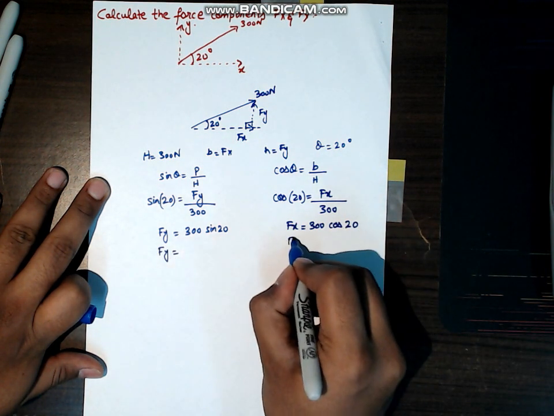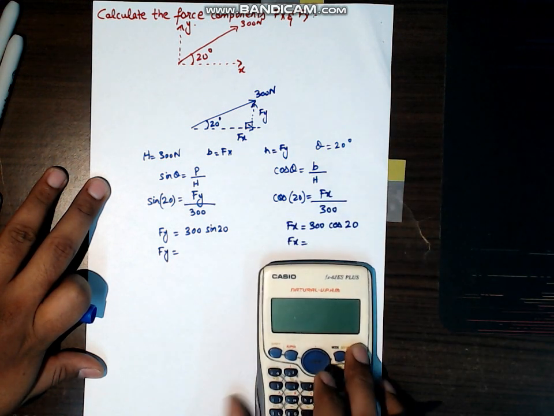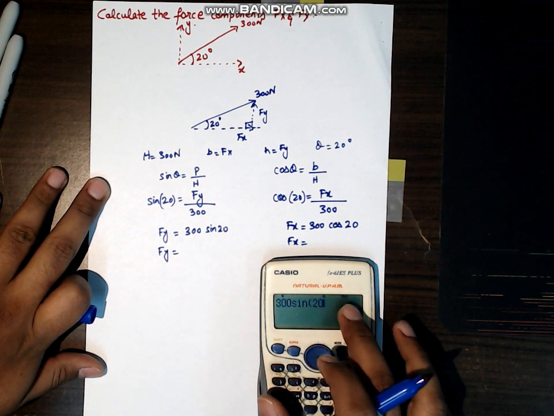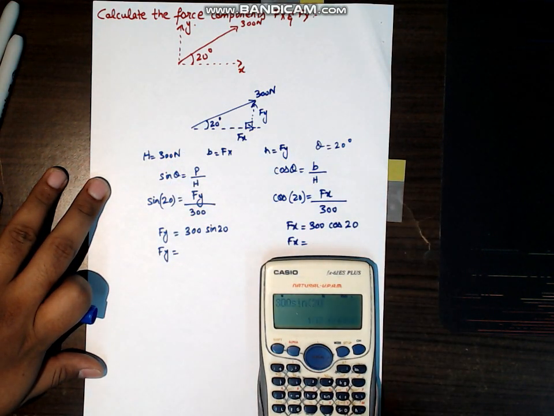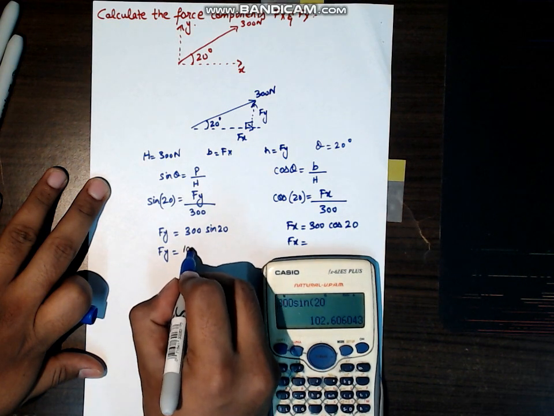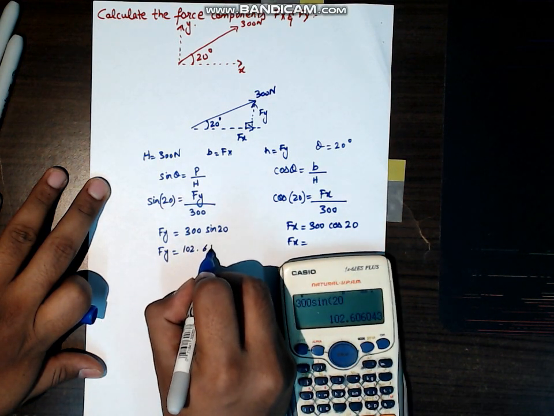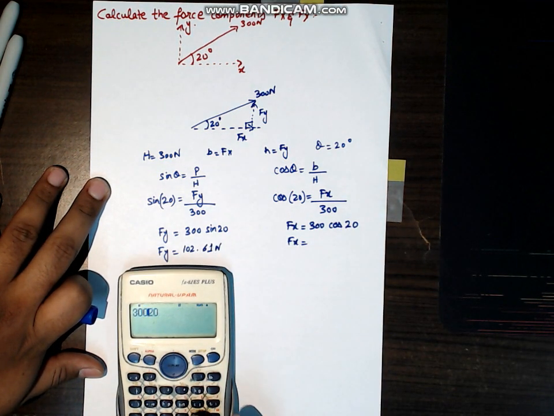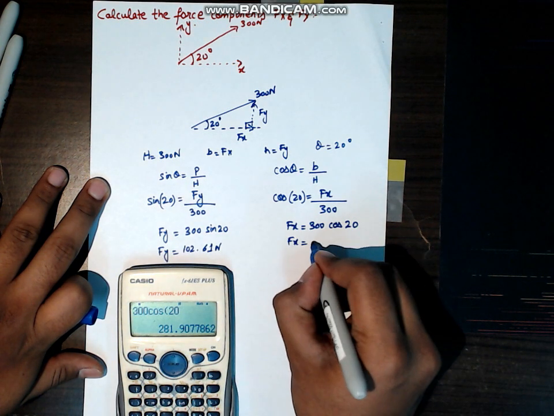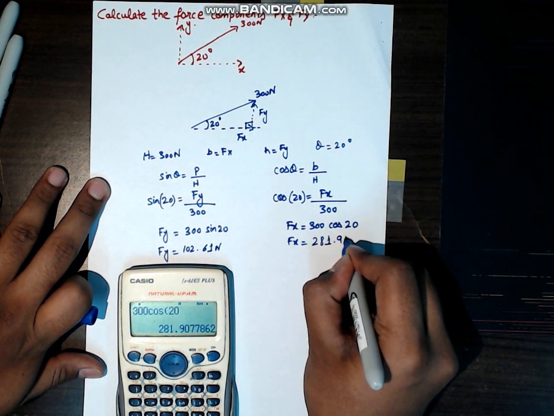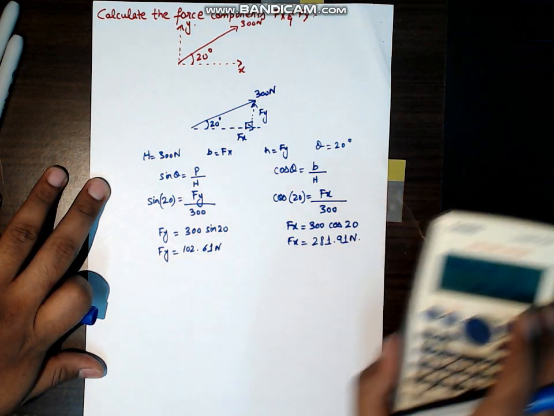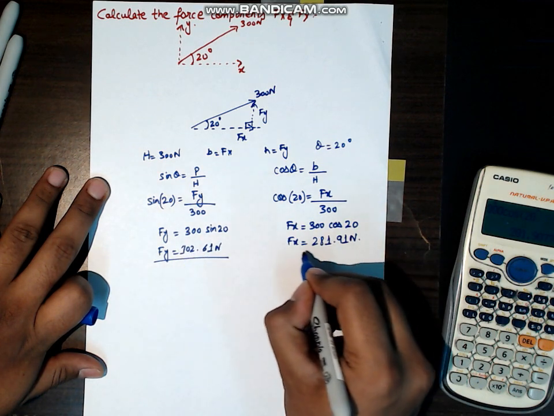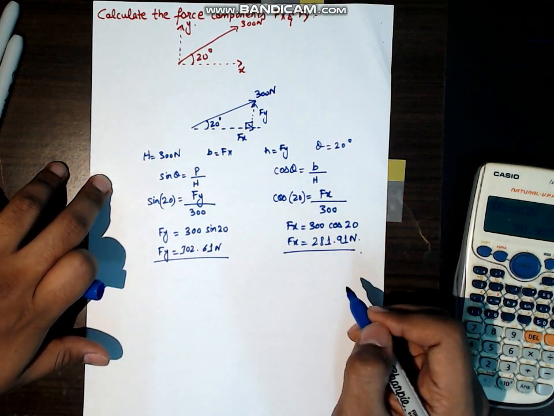Therefore, our Fy and Fx components are 300 sine 20. Make sure that your calculator is in degrees because the theta is in degrees as well. So it's 102.61 Newton, and for Fx it's 300 cos 20, which is 281.91 Newton. So that's it. Our Fy component is 102.61 Newton, whereas our Fx component is 281.91 Newton.